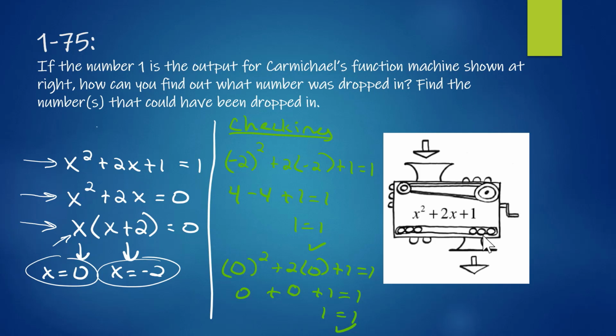Now, it also is a good idea to check your solution. You don't always have to do this, but this is for me to help prove to you why I'm saying it is correct. So I'm plugging -2 into the original, and I'm plugging 0 into the original, and both of my answers check down to a 1. So that means that I could put either a -2 or a 0 in, and I will get a 1 out. And that is 1-75.